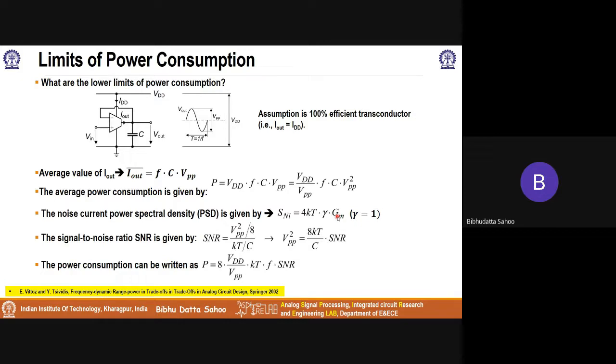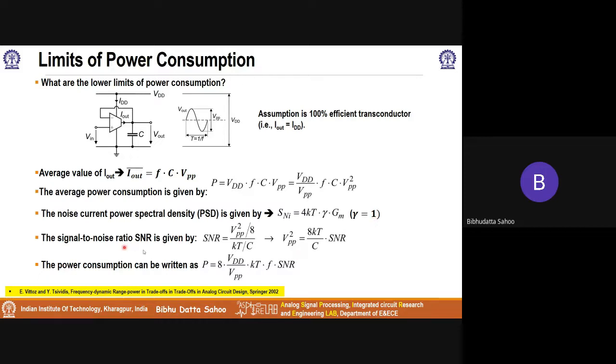power PSD, and the gamma is typically 1 in lower technology nodes. Okay, 2/3 in higher technology nodes like 0.18, 0.25 and higher. It is 2/3, and sometimes it is a little more than 1 as well in 28 nanometer. That's what we are seeing.